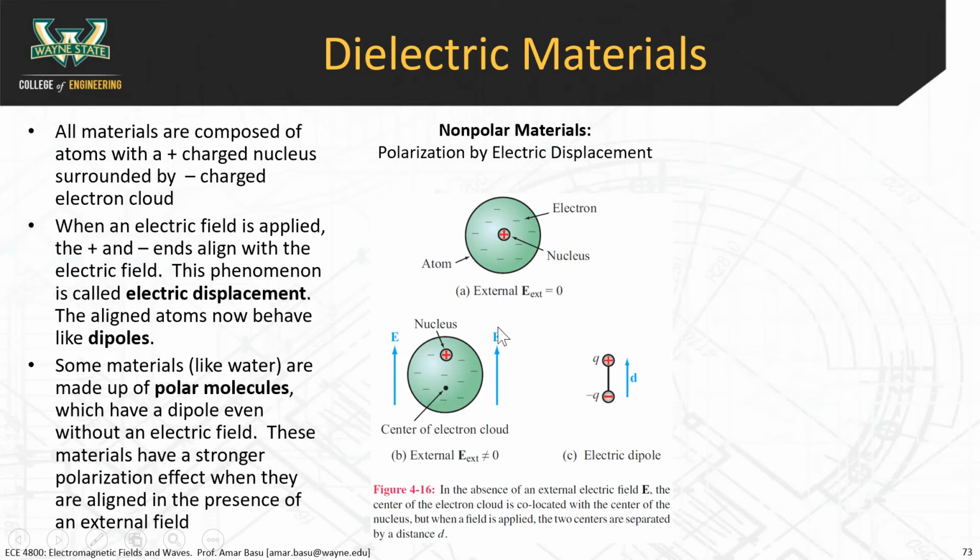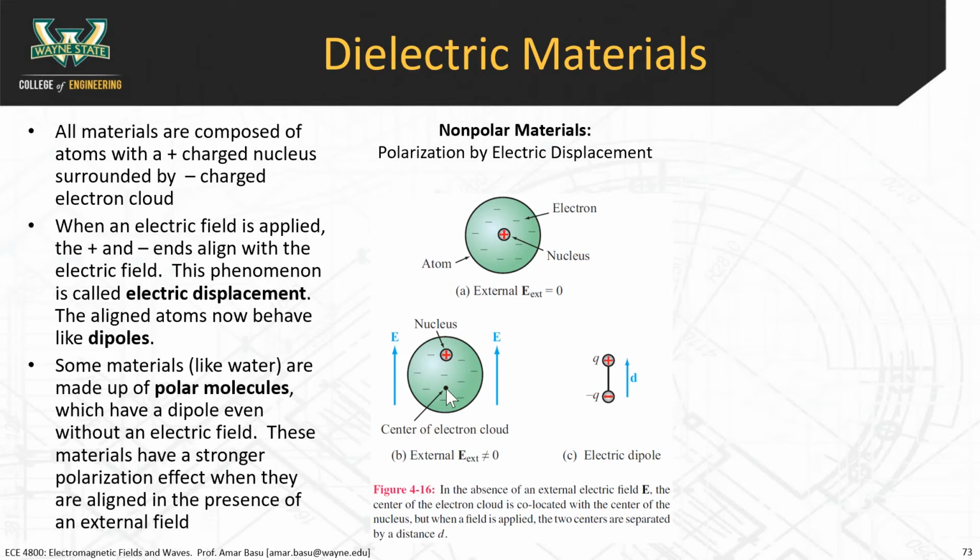Because of this displacement, you end up with a dipole-like effect because you have a separation of charge. So what this ends up looking like is a created dipole. An induced dipole is what they call it, a dipole that is induced by an external field. So you have what looks like a positive charge on one end, a negative charge on the other, and the amount of polarization you get is called the displacement. So now the material acts as a dielectric material, and the polarization is by this phenomenon called electric displacement.